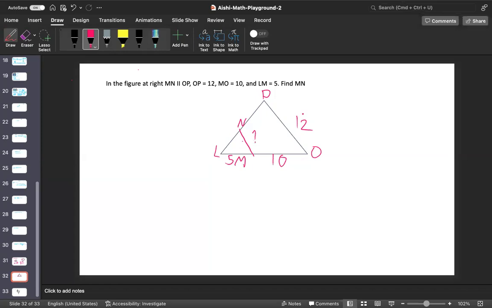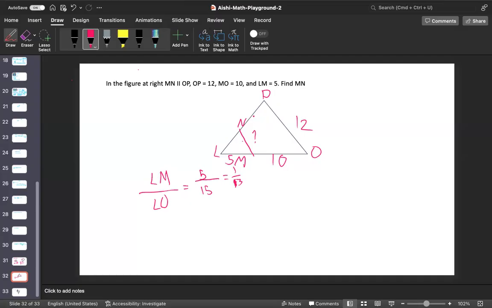Okay, so let's start by finding the side ratios. So since we know LM and LO, let's use that. We know that LM divided by LO would be whatever the side ratio is. So we know LM is 5. LO must be 5 plus 10, which is 15. So that is 1 by 3. Sorry, not 13. It's 1 by 3.